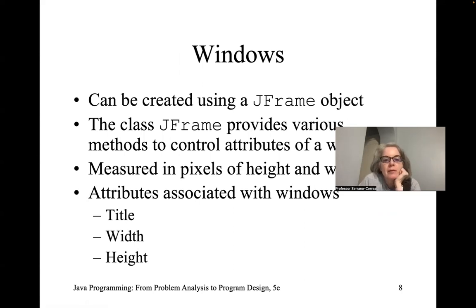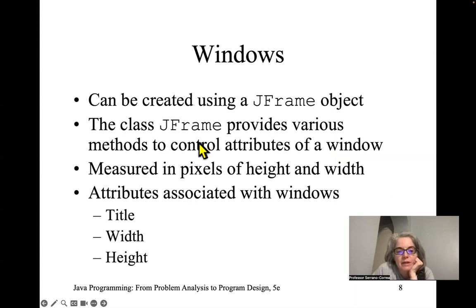Okay, so the windows can be created using a JFrame object. So we've talked about objects and classes. And so the JFrame is going to be the object that we're going to be using. The class JFrame provides various methods to control the attributes of a window. So if you look on page 333, it's going to have JFrame, and it's going to tell you this is used when an object of type JFrame is instantiated and the window is created without any title.